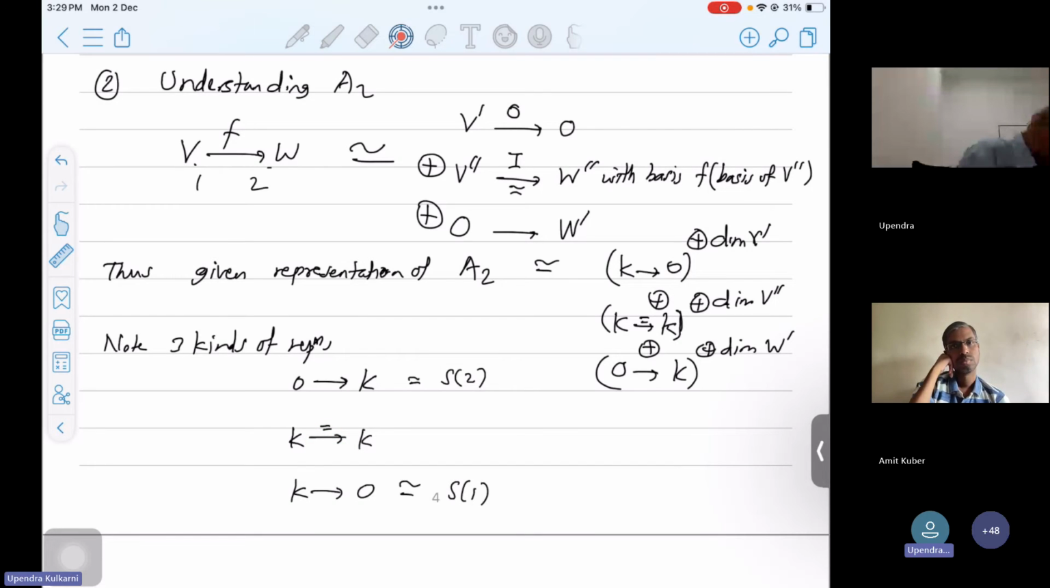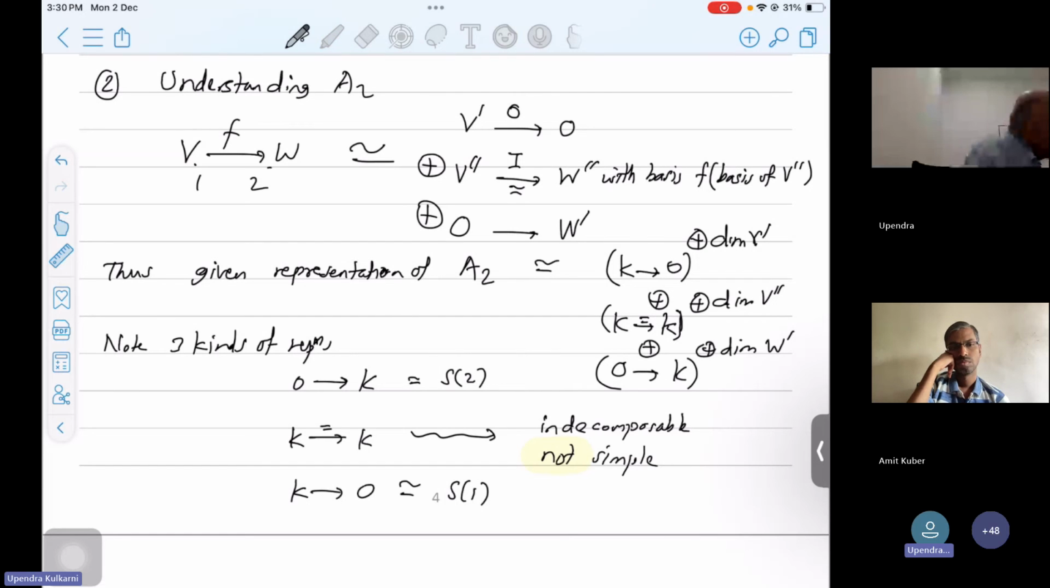There are 2 things to observe. One is that this is not a simple representation. But 2, this is an indecomposable representation. You cannot write this as a direct sum of. So this one is indecomposable, not simple. All right, so let us see that this representation is not simple.